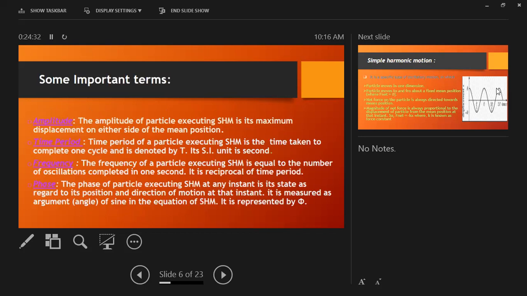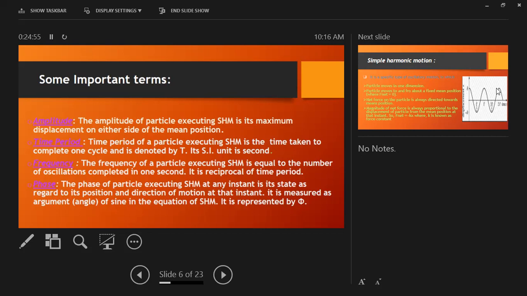See, here. Suppose I take a wave, so this is the maximum displacement of the particle from its mean position. Or if I am going with the oscillating motion, this is the pendulum, so this is the amplitude. If it is to and fro motion, this is the amplitude.